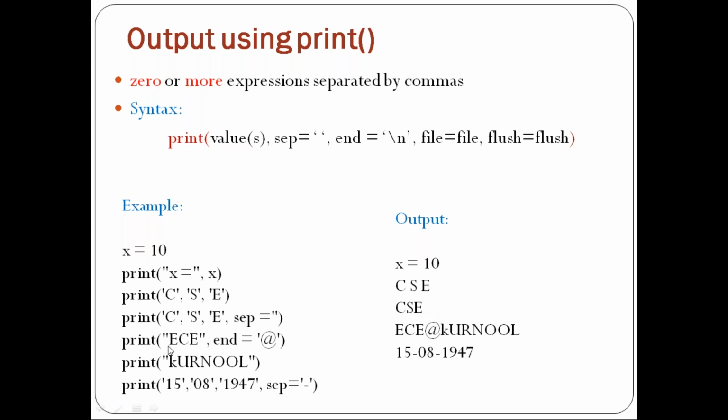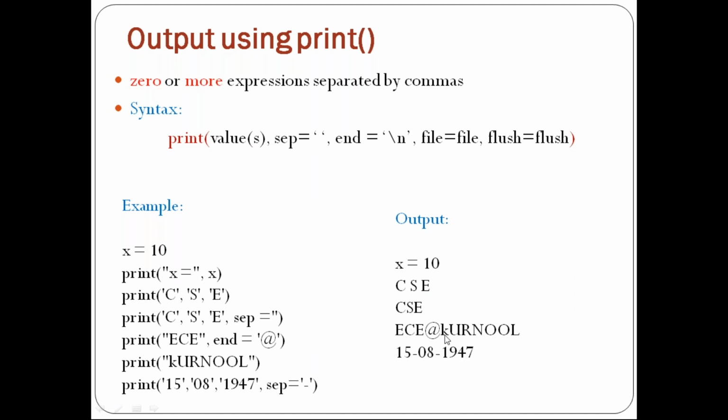Let us say the default value for the print statement is printing the new line at the end of the statement. The print statement will be appending a new line character after doing the printing. So if you'd like to alter that, then we can specify the end value as whatever you want. Let us say I would like to have the @ symbol at the end, then I will be getting ECE@. Actually, control has to go to the new line.